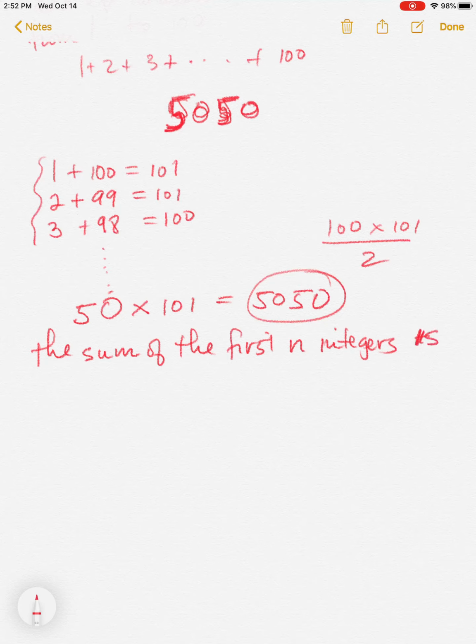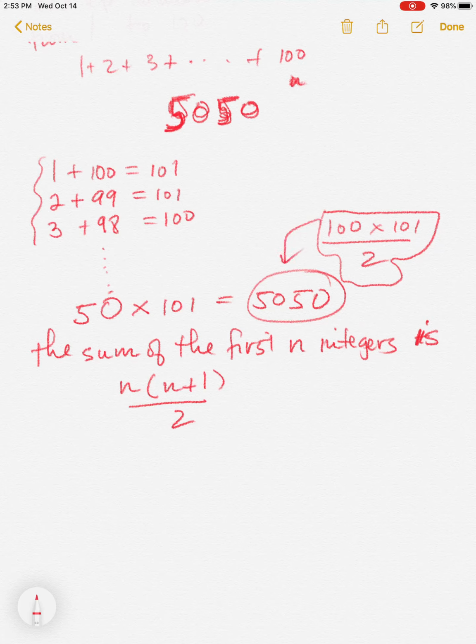Equals, or is, n times n plus 1 over 2. And that's what Gauss was doing, right? The n here was 100. So 100 times 101 over 2 is how he got, presumably, or let's imagine that he got the number 5,050.